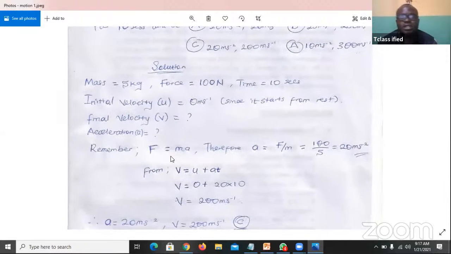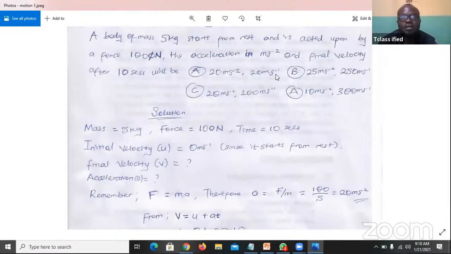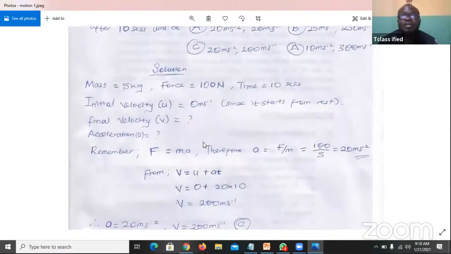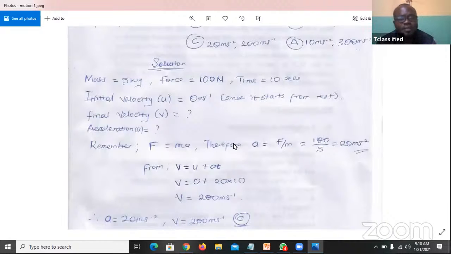We know that force is equal to mass times acceleration. So if we want to get the acceleration, which is one of the things we are asked to get, how do we get it with the parameters given? We are given force, 100 newtons, and mass, 5 kilograms. With this relation we can simply find our acceleration. F is equal to ma. Make a the subject of the formula: a becomes equal to F over m, and that is 100 over 5, making the acceleration 20 meters per second squared.